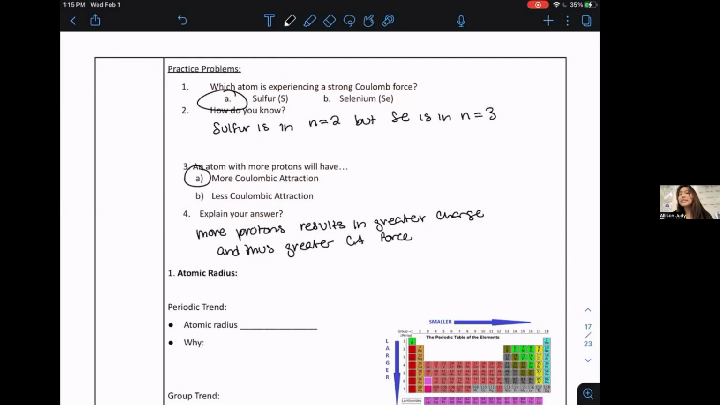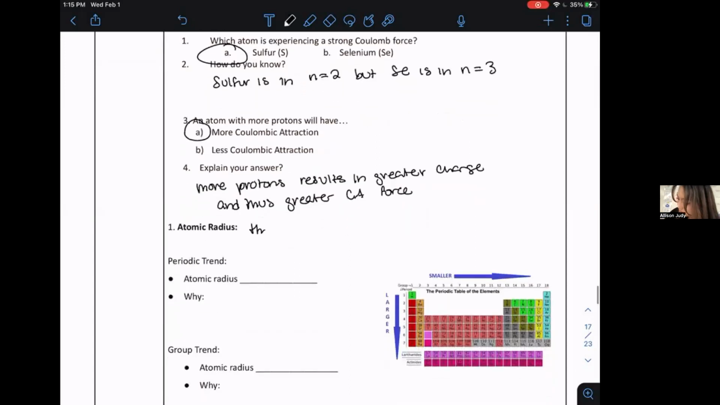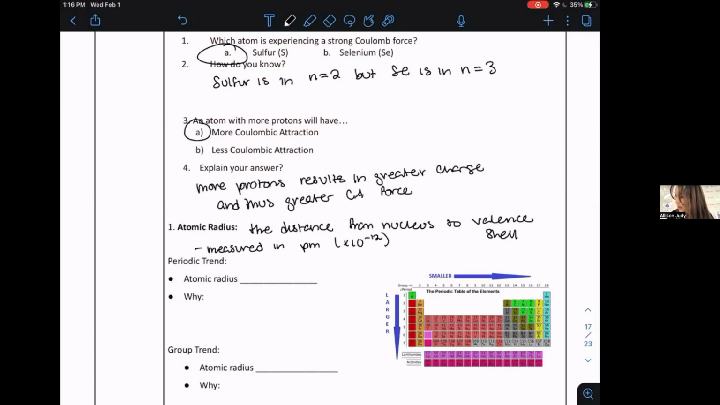Okay, so because of this concept of Coulombic attraction, we get 4 to 5 main trends on the periodic table. The first trend is atomic radius. Atomic radius is the distance, this should seem quite obvious, from nucleus to valence shell, or outermost energy level occupied with electrons. It's usually measured in picometers, times 10 to the negative 12th meters.